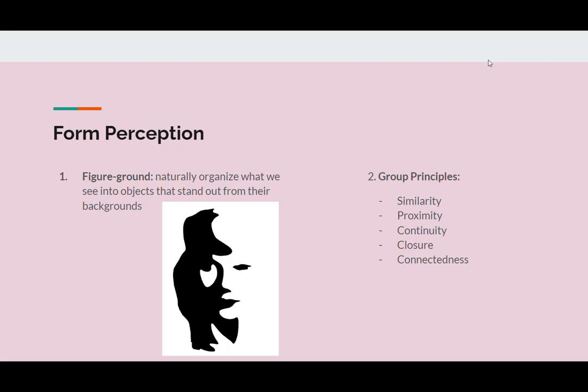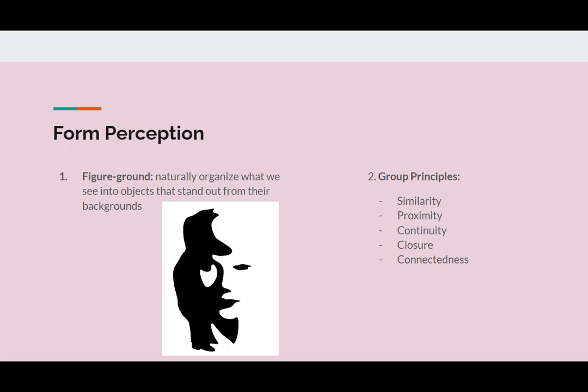So the first one is figure-ground. This idea is that we naturally organize what we see into objects that stand out from the background. For example, in the image here, if you consider the black in the image to be the background, then you will see a white face as a figure, a woman's face. If you consider the white as the background, you will see a saxophone player as a figure.